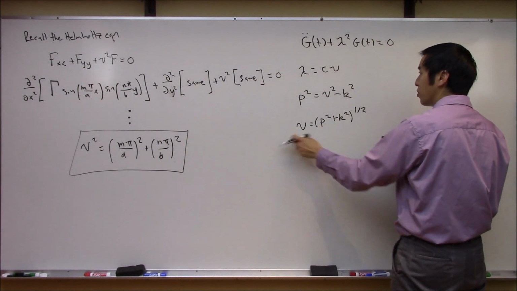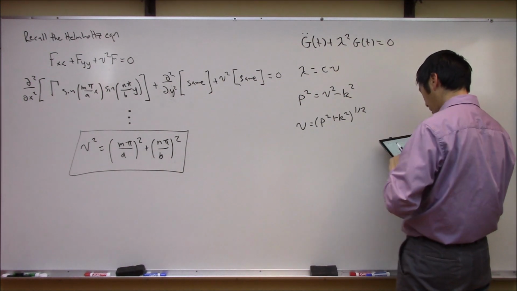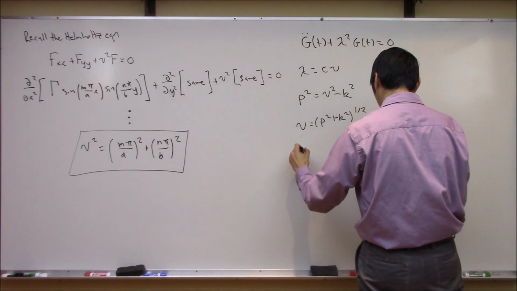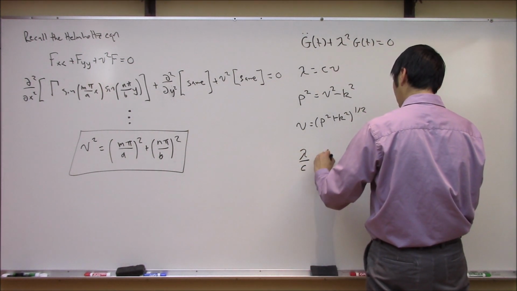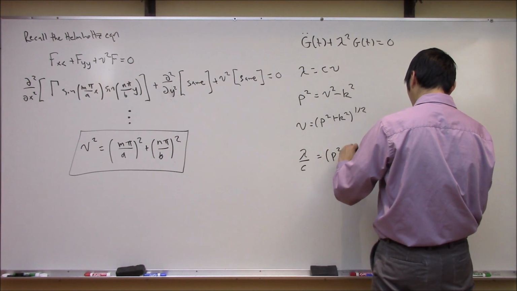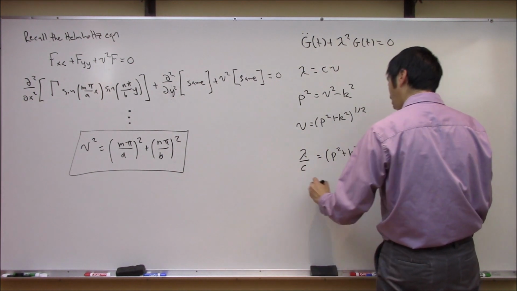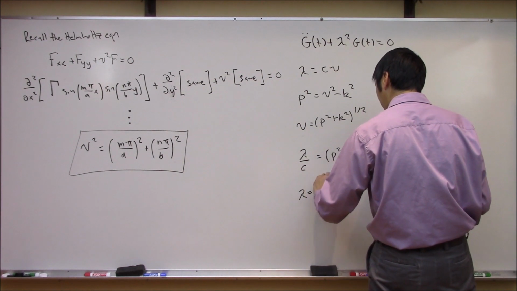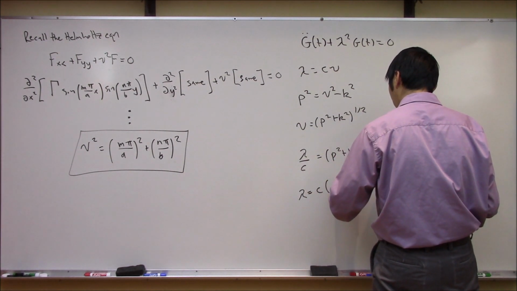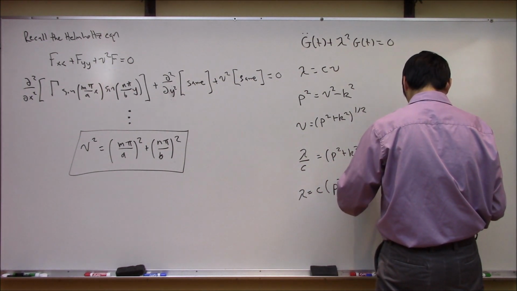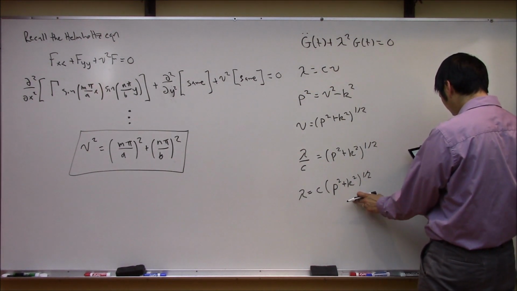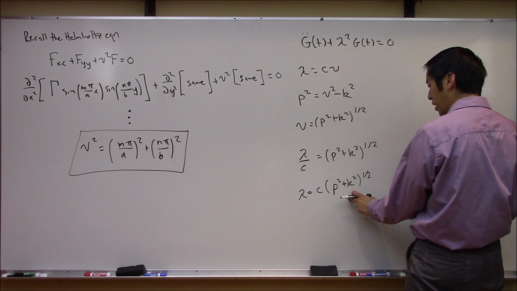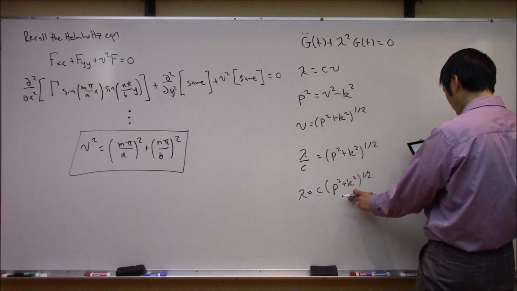Let's substitute this into our expression for lambda. We can write this as lambda over c equals p squared plus k squared to the 1/2, or lambda equals c times p squared plus k squared to the 1/2. And now, if you remember earlier, we showed that k and p were constrained to be specific values.